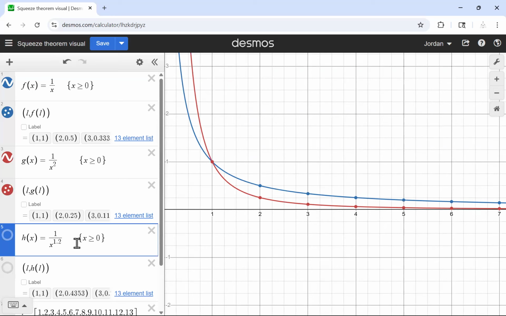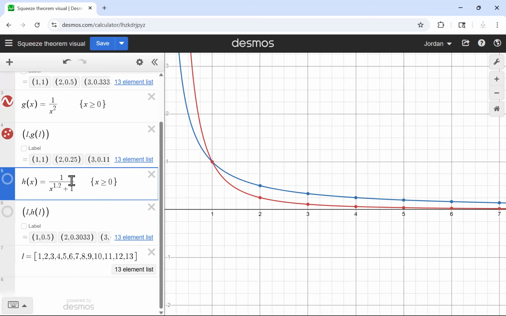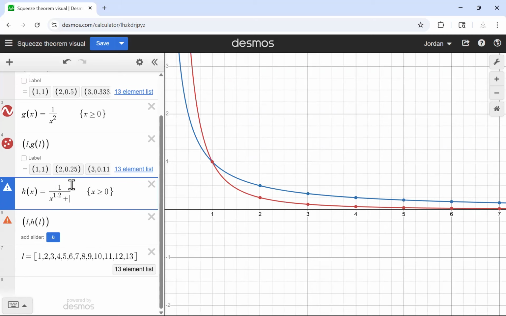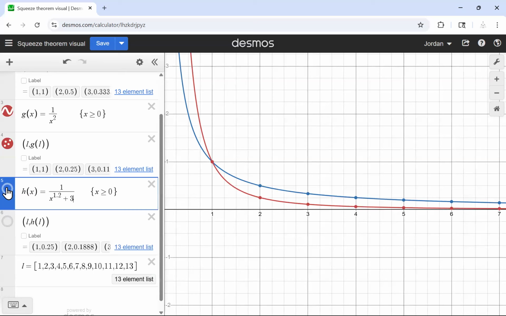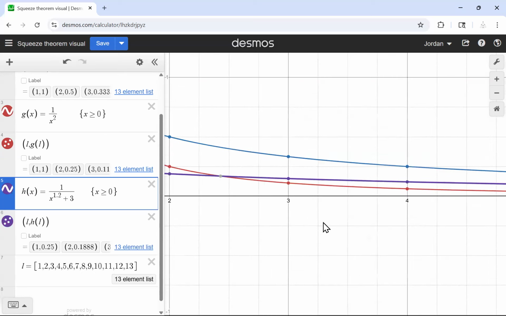Now let's pretend I want another sequence, and my other sequence is going to be 1 over x to the 1.2 plus, let's say, plus 3. Okay. It starts out a little bit under these other two sequences. But once we get to the third term, this sequence, 1 over x to the 1.2 power plus 3, is always in between the other two.